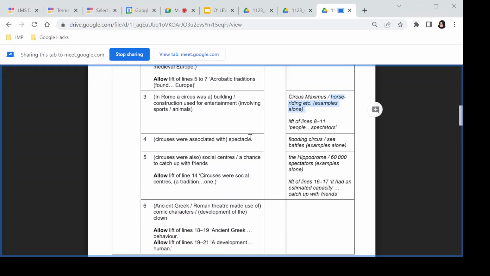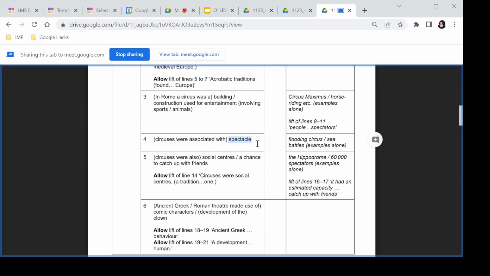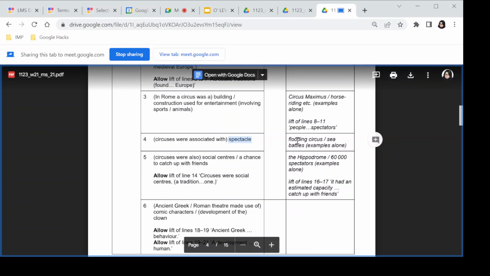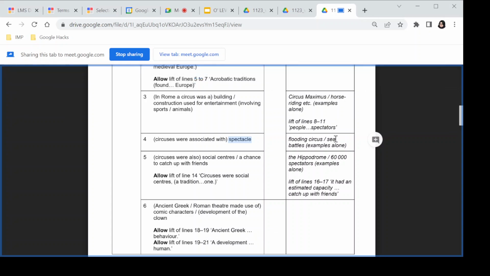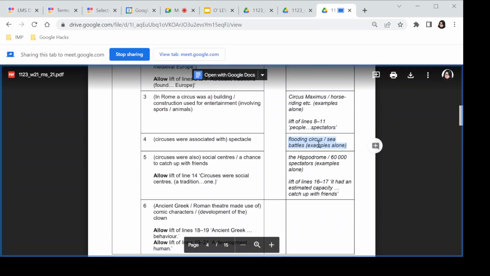Then came the spectacle. Circuses used as a spectacle. They were, or you can mention they were associated with spectacle. Now, what was it? Of course, a proper show display like a parade or a proper huge site with performances. If you write down that they were flooding the circus area and then displaying the sea battles stories, these are all examples. These will not get you marks. Clear?